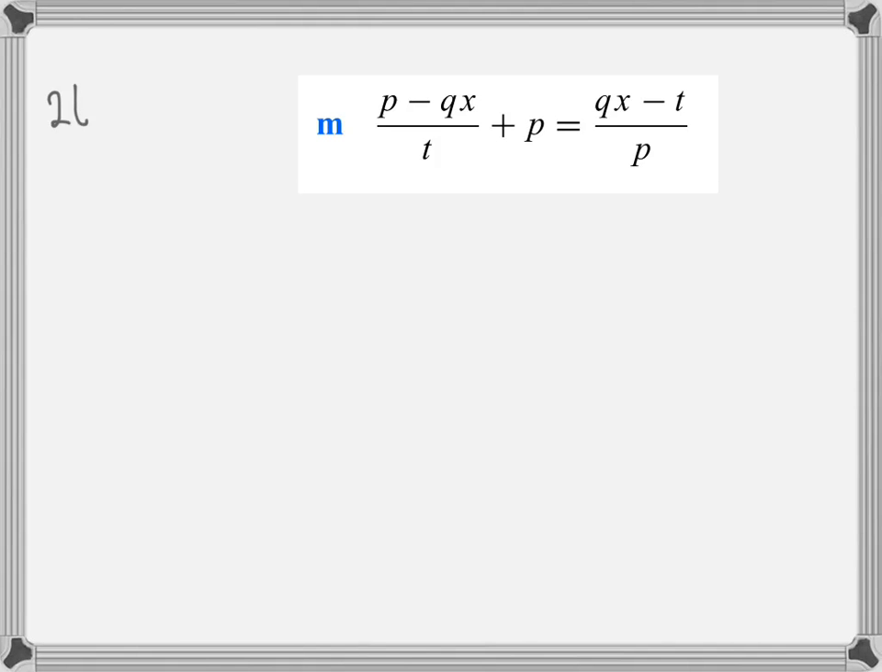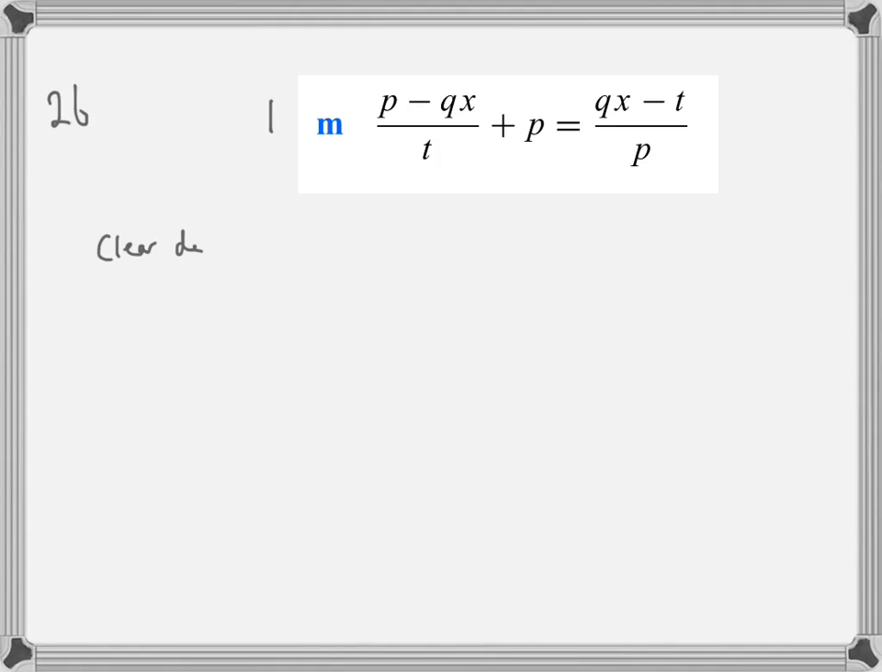Chapter 2, Exercise 2b, Question 1m. So here's the question, and the problem is that we have x's and non-x's all mixed up, and also that we have two denominators, a t on the left and a p on the right. We want to get rid of them because they're in the mess, they're in the way.